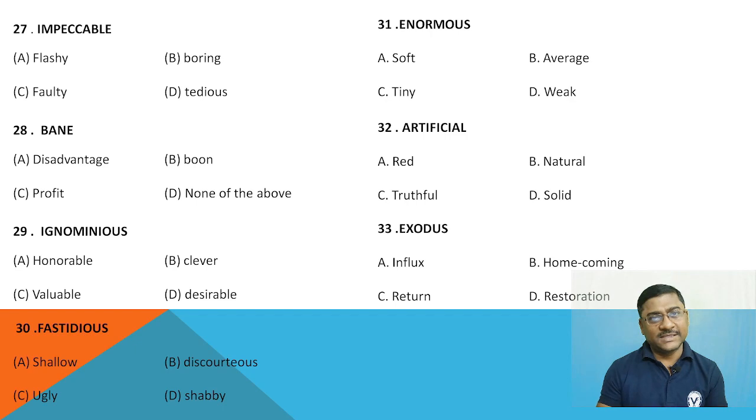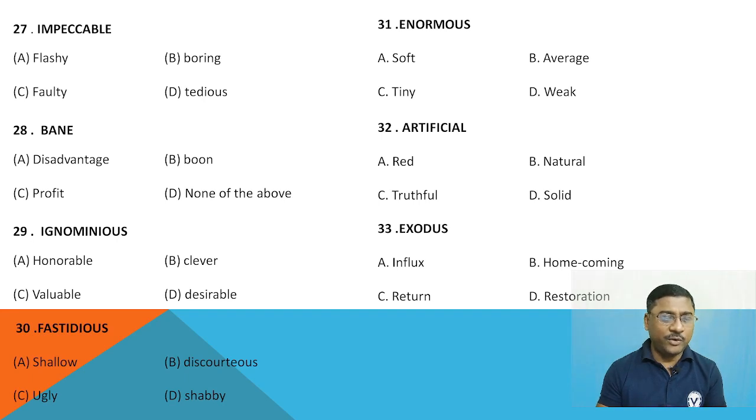Disadvantage and profit, that's a common word, you know. Ignominious, ignominious means disgraceful. Disgraceful यानी बेइज्जत, जिसका कोई इज्जत नहीं है, जिसको कोई रिस्पेक्ट नहीं मिलता, डिसरेस्पेक्टफुल, उसको ignominious we say. So the opposite would be honorable. The antonym of that would be honorable. Ignominious means one who is not respectful, dishonorable. So opposite would be honorable.